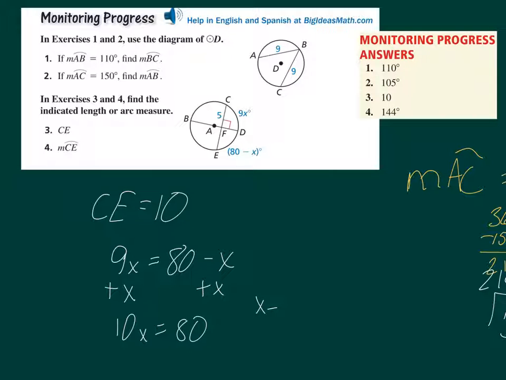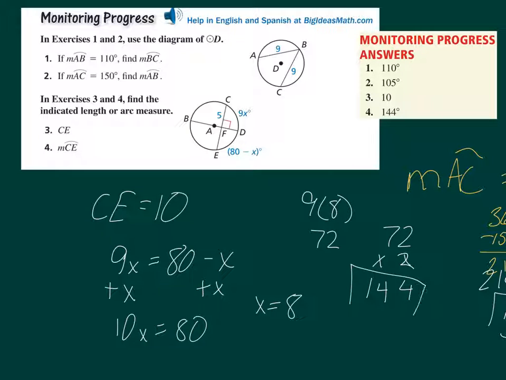Again, don't get carried away and think that 8 is your answer just because you found it. That is not what it's asking for. It wants the measure of arc CE. I'm just going to plug it in where it's easiest. 9 times 8 gives me 72. That's only half my arc. I'm going to take that answer times 2, so 72 times another 2 is going to give me 144. So 144 degrees is the arc.